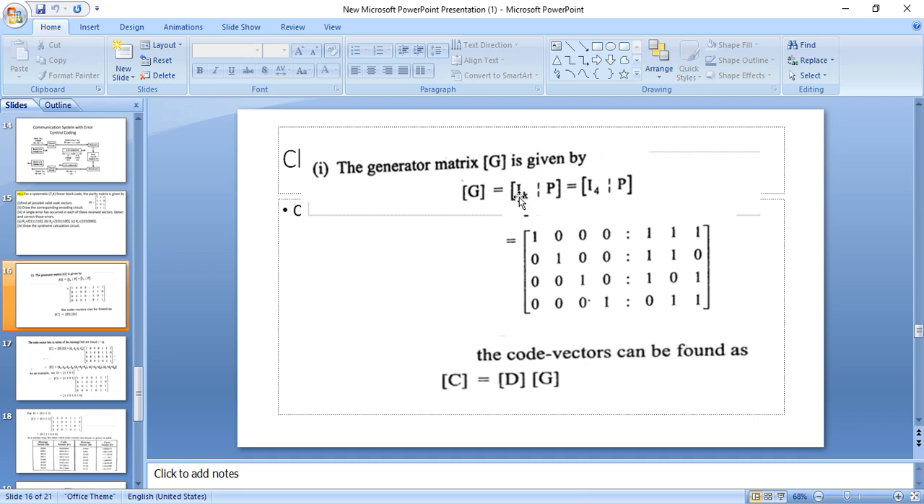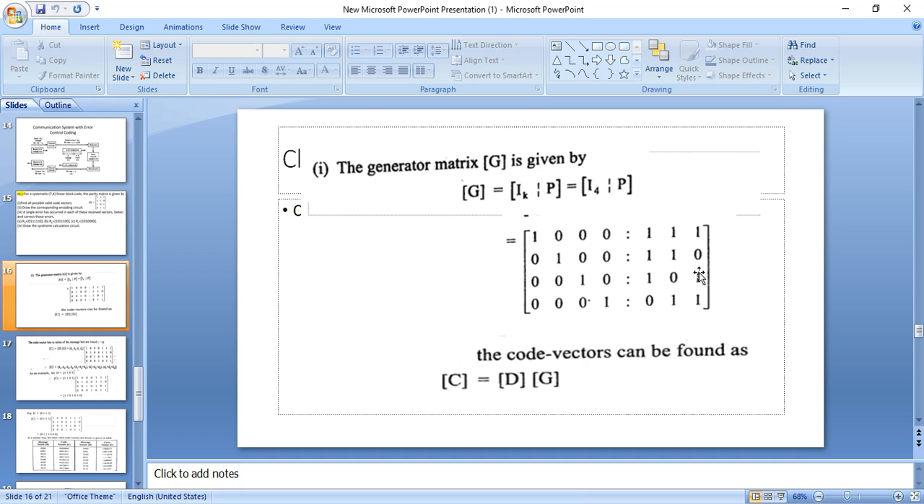Okay, so this unity matrix I_k, what is the size? I_k is a 4 cross 4 matrix. So k means message bits, it is 4. So I_k means we need to write the unity identity matrix by writing 1 in a diagonal manner. And P is already given in the problem, so this we need to write. So this is the total matrix, we call it a generator matrix.